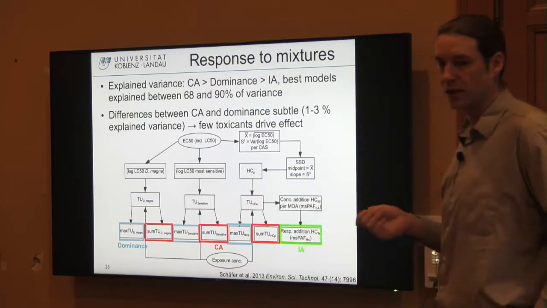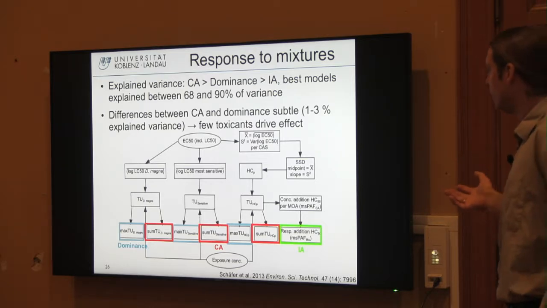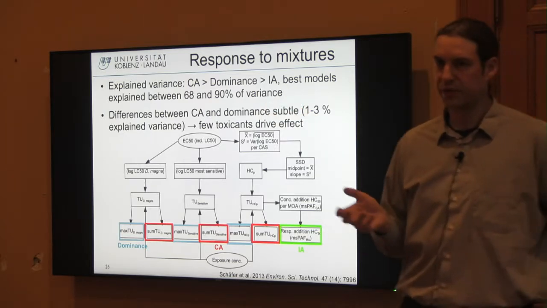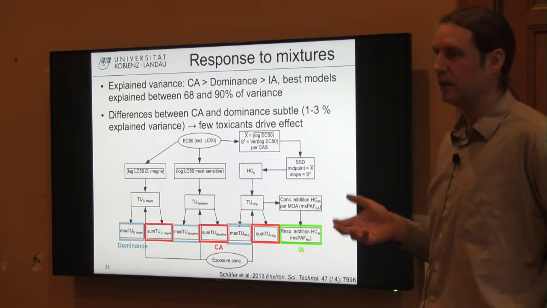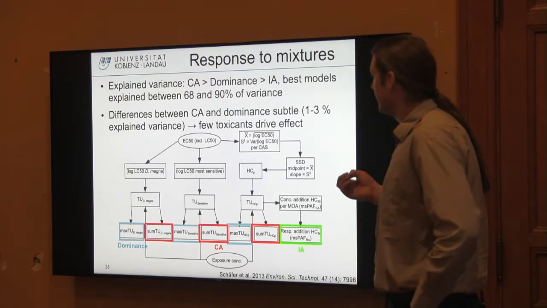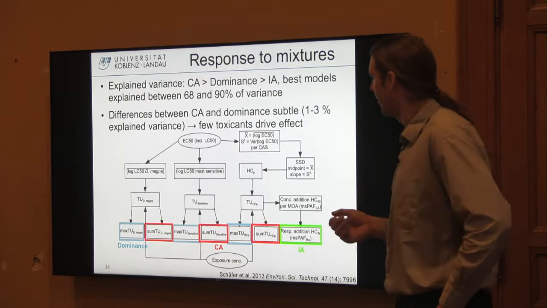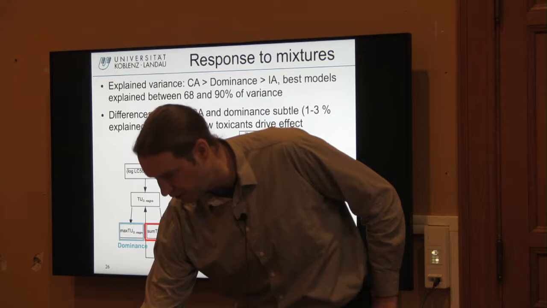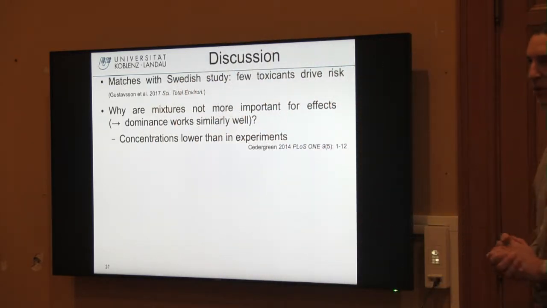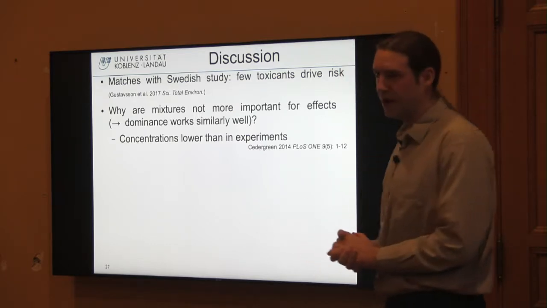So generally, concentration addition was better, but it explained only about 1 to 3% more variance of this 70 to 90%. So you could conclude, well, if you just stick to the most toxic compounds, that also tells you something about what's going on. So few toxicants drive the effect. And since I'm in Sweden, I checked, and you also have a study done in Sweden, which comes more or less to the same conclusion.